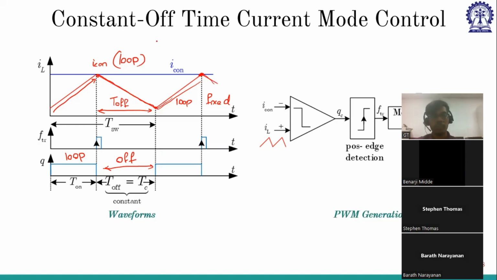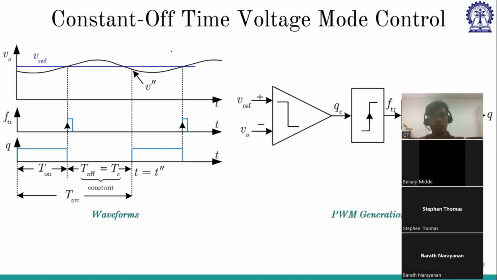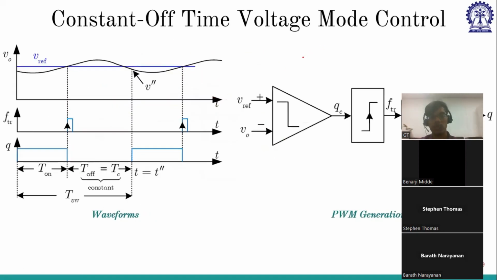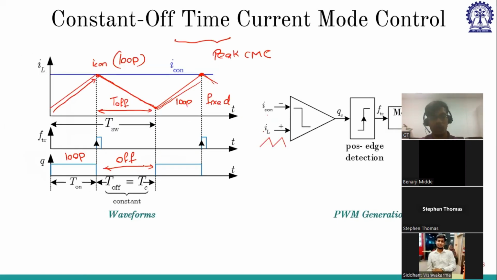So constant off time is analogous to peak current mode control, and constant on time is analogous to valley current mode control. And in the case of current mode control, you will be comparing the currents. In the case of voltage mode control, you will be comparing the voltages, and the rest remains the same. So this is T off, and the on time will be coming from the loop. Here also off time is fixed, on time is coming from the loop.